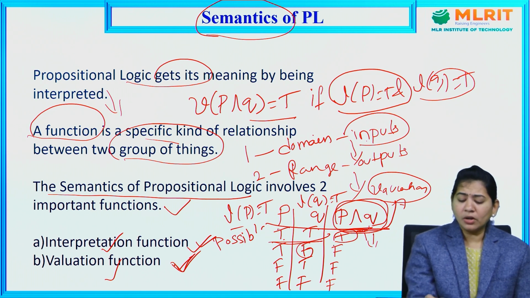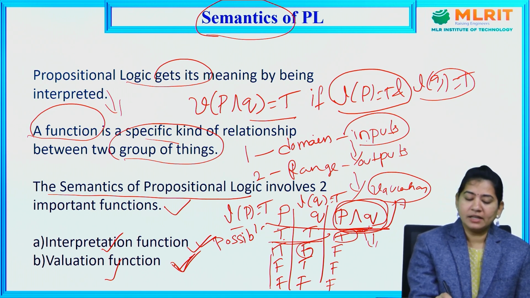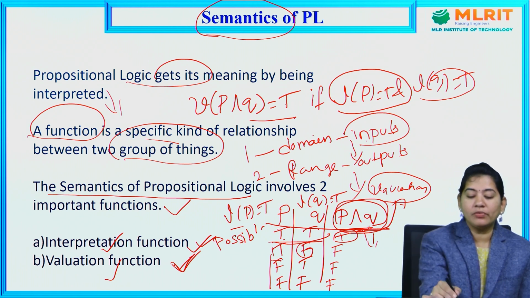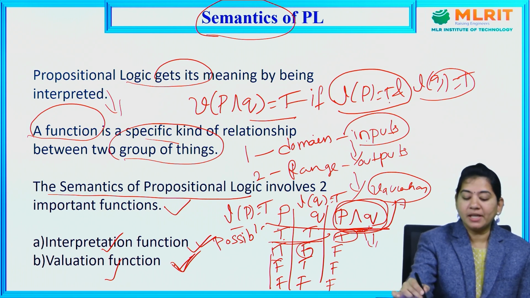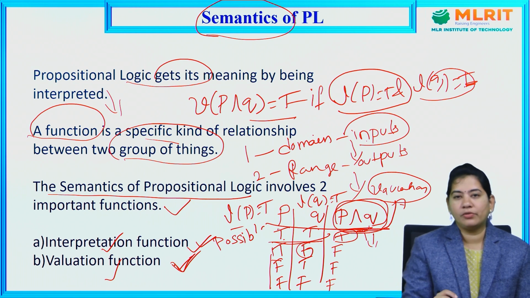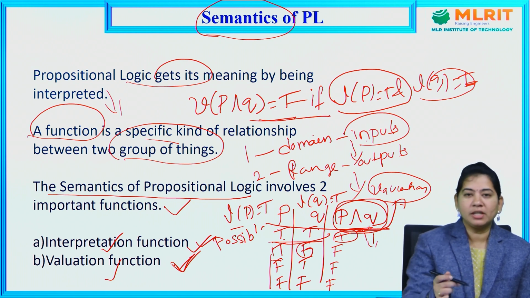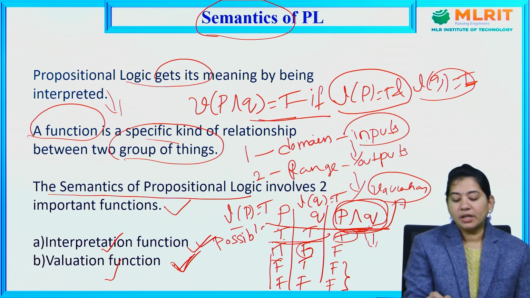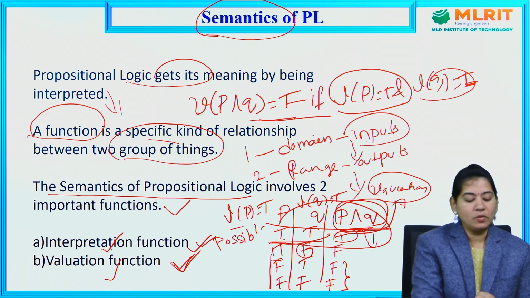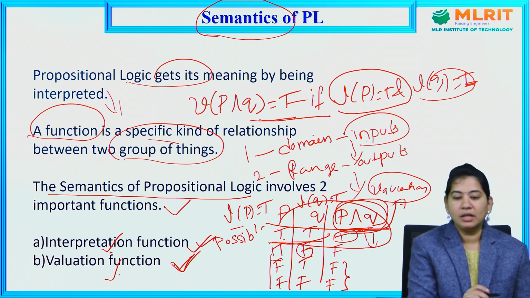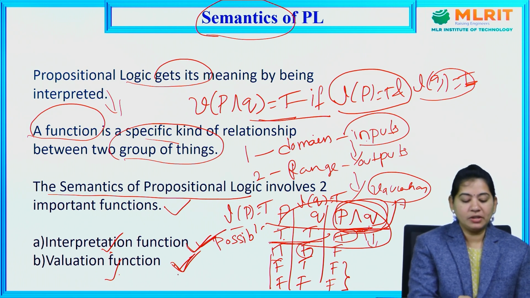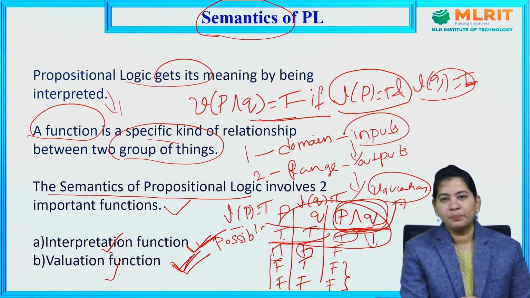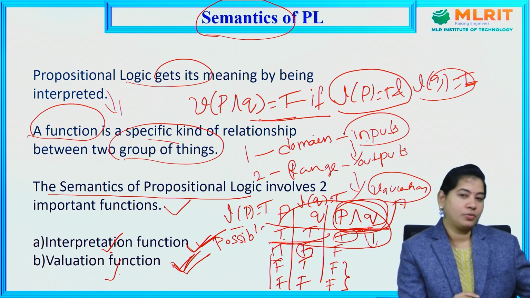You can also write this for the other rows. The valuation of P and Q will become false if I of P is equal to true and I of Q is equal to false. Not only in this situation is it becoming false, even for the other two rows it is becoming false. So interpretation is the possible combinations, and valuation is giving some meaning to that statement formula. So this is about the semantics of propositional logic.